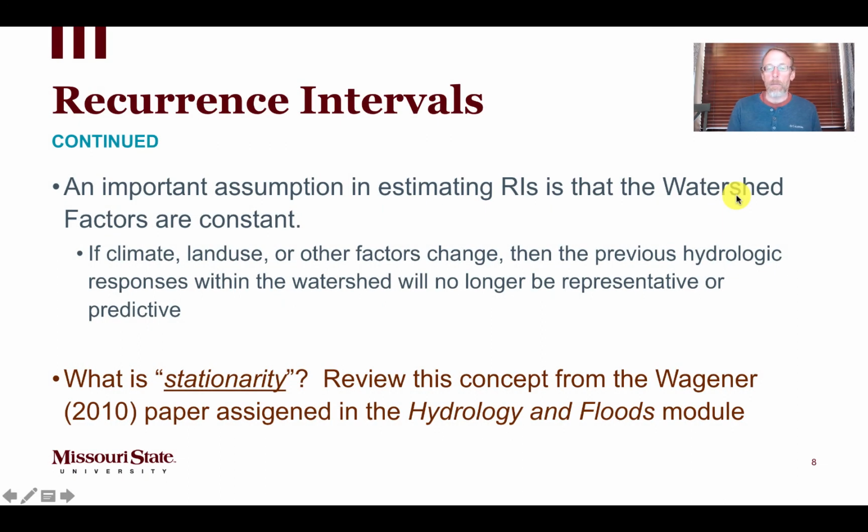An important assumption in estimating recurrence intervals, or RIs, is that the watershed factors are constant. Now think about this for a second. Can we really assume that all our watershed factors are constant?